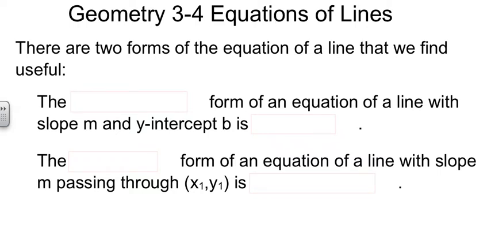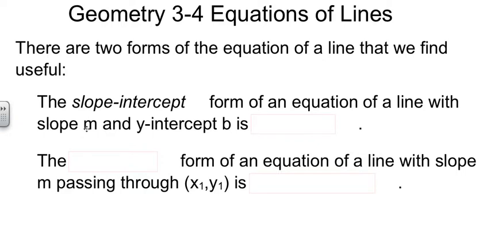This is Geometry Chapter 3, Section 4, in which we will be writing equations of lines. There are a lot of different equations of lines. Two of them are the most useful to us, and those are the two we're going to focus on today. The first one you're already familiar with. It's called the slope-intercept form.